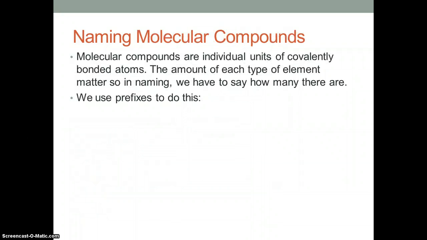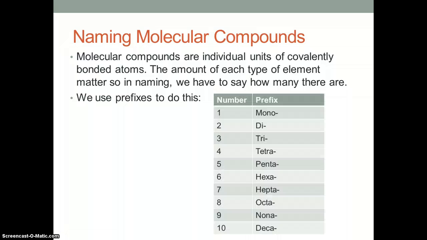Okay, so now that's how we name ionic compounds. Now if we're naming a molecular compound, if we remember, molecular compounds are individual units of covalently bonded atoms. The amount of each type of element matters in naming, so we have to say how many there are. And we utilize prefixes to do this. So this chart goes through what the prefixes are for each number.